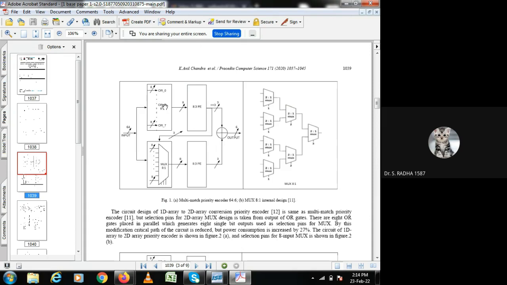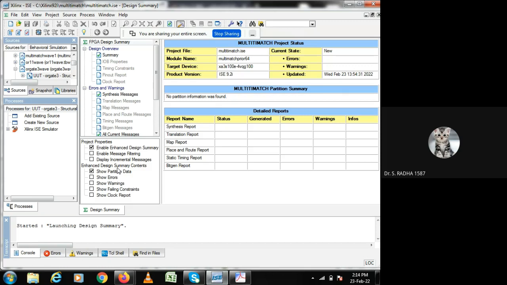So here 8 OR gates are present, OR-0 to OR-7. Each OR gate has 8 bits input. I have tried some coding for that OR gate.